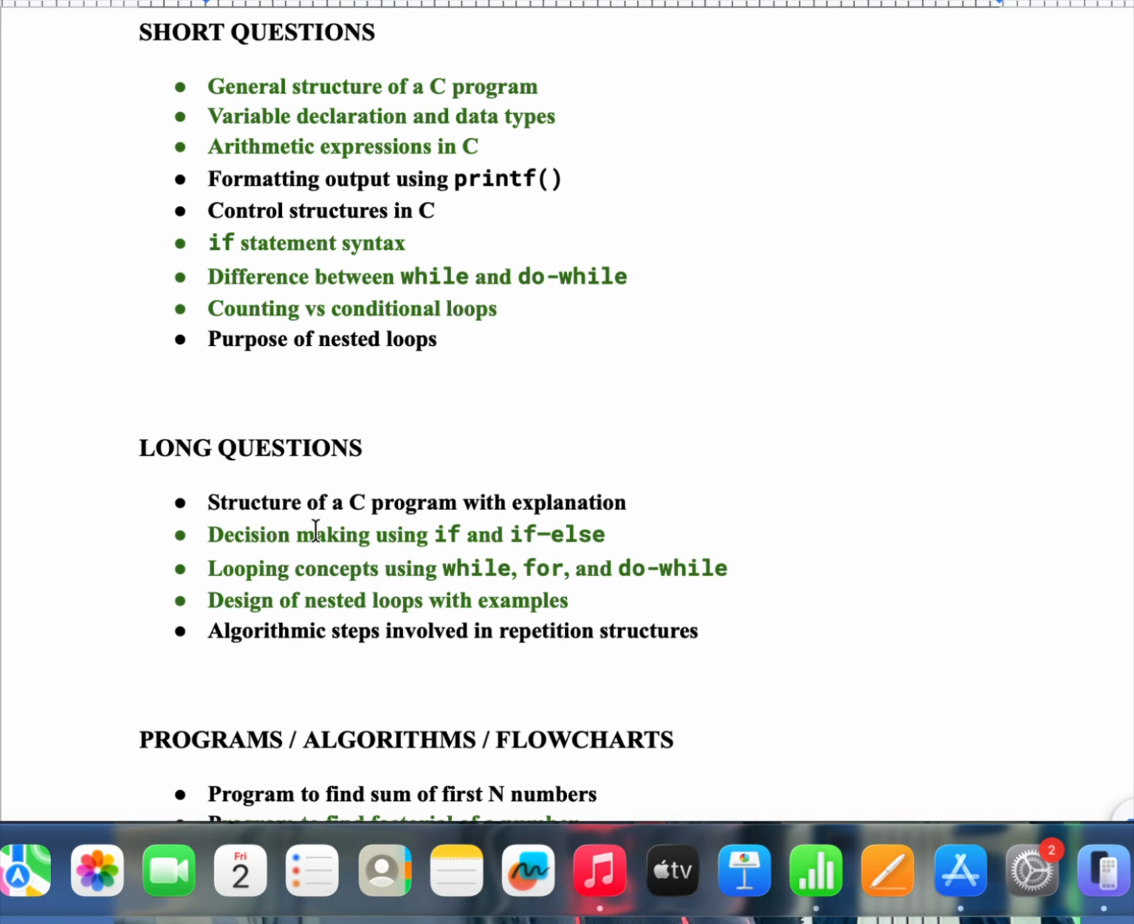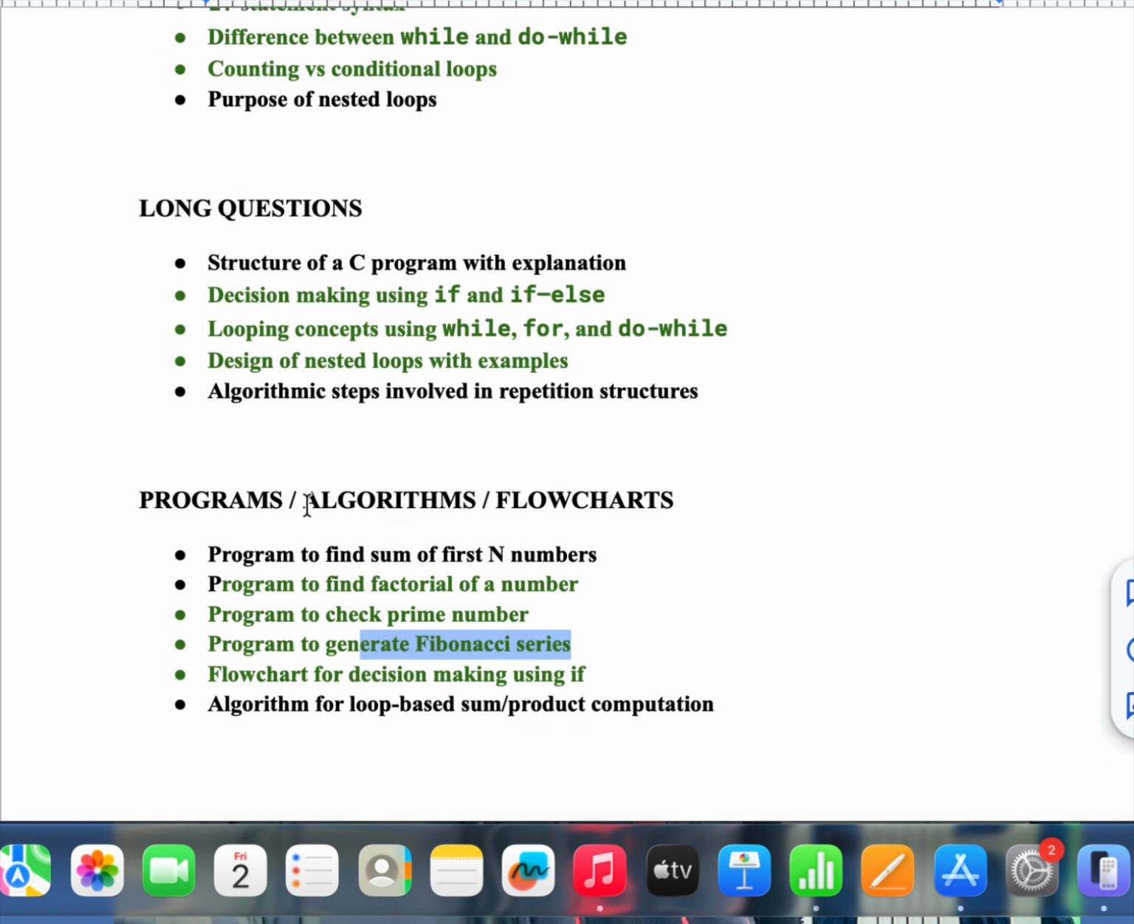For example, if you are asked to define a structure, you are not supposed to write only the structure. Please explain with a program there, dear students. Ensure to work out the programs for this course to score better marks.